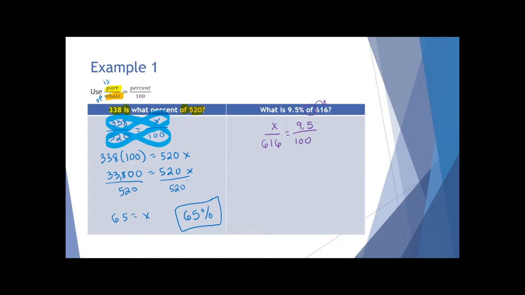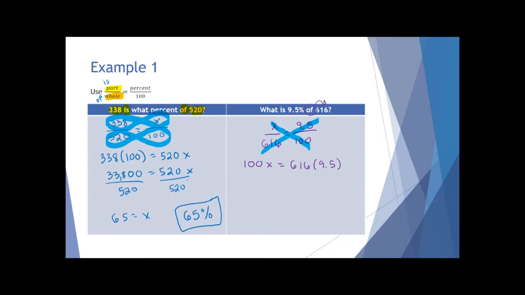So we just have to figure out okay, 616 must go in the bottom, and then you have your proportion set up. So then you multiply your diagonals. So if I do the first diagonal, that would be x times 100, which I can just write as 100x. And then the second diagonal is 616 times 9.5. So you're multiplying your diagonals together. That's why it's called cross multiplication, because you're basically forming a cross or an X.